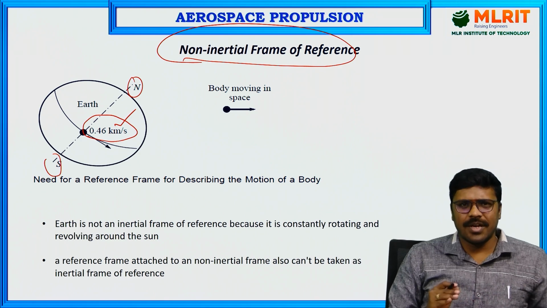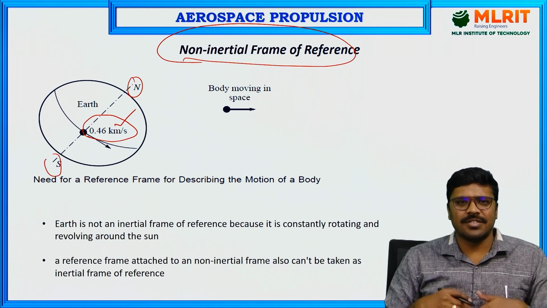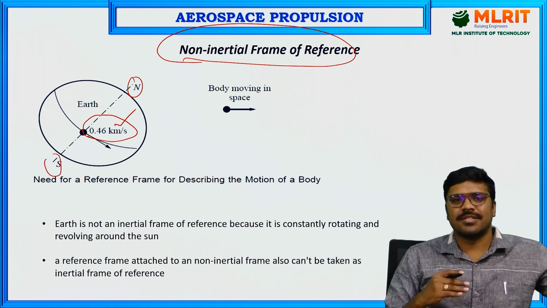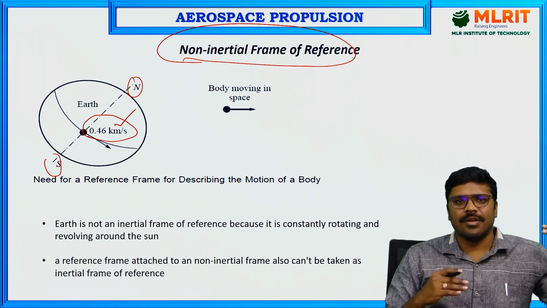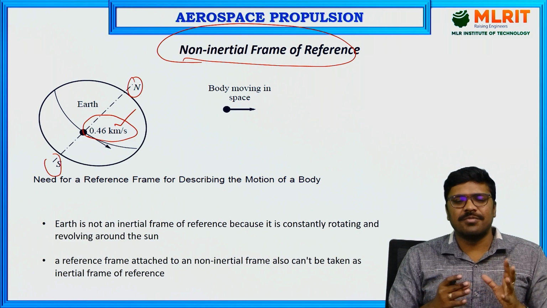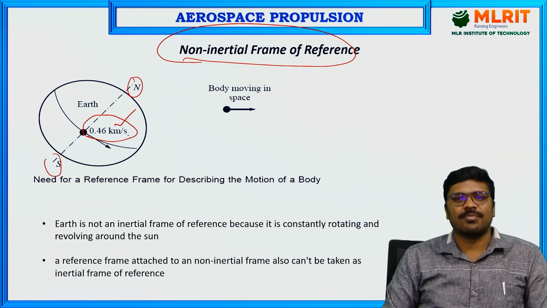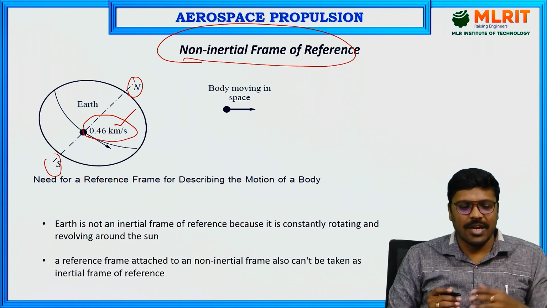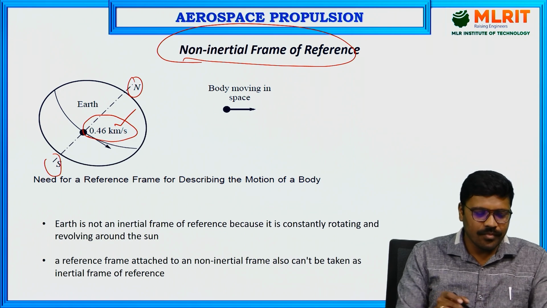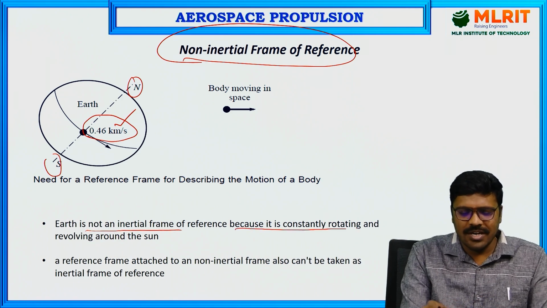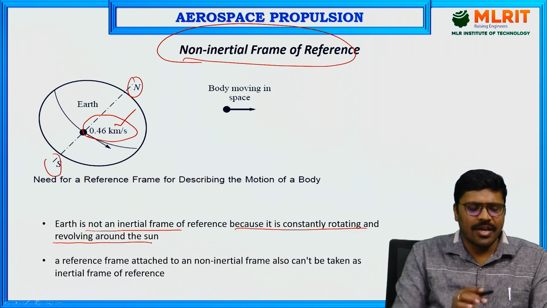With respect to the earth's surface, I am stationary, my velocity is 0. But a person who is in space, not related to the earth, will observe that I am moving with some velocity, 0.46 kilometers per second. That is the rotational speed, the linear velocity of the earth. So coming here, the earth is actually a non-inertial frame of reference because it is constantly rotating and revolving around the sun.